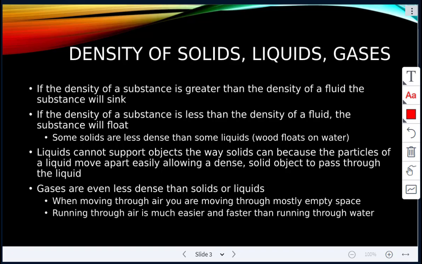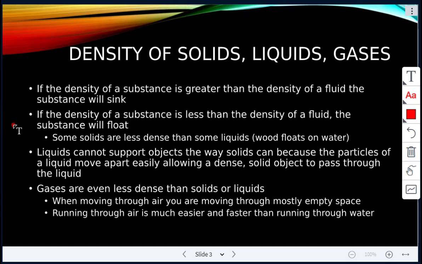So, density of solids, liquids, and gases. If the density of a substance is greater than the density of a fluid, the substance will sink. Think of something metal that you put into water. It will sink because the density of that metal is greater than the density of the water. If the density of a substance is less than the density of a fluid, the substance will float.